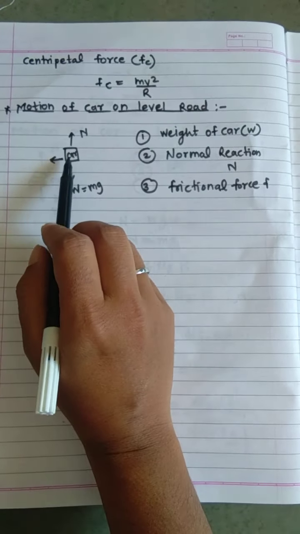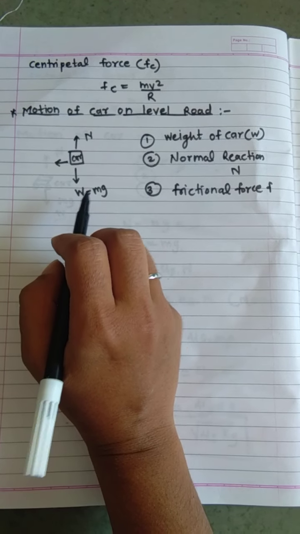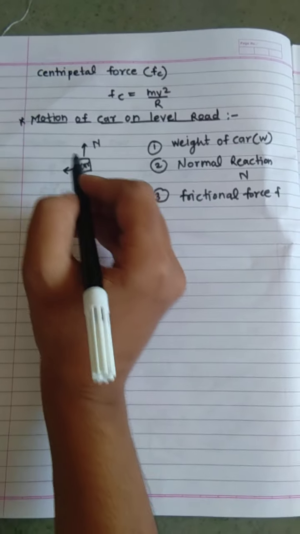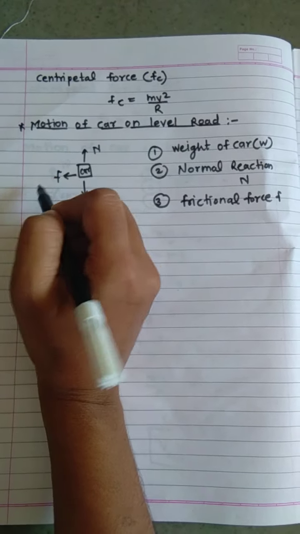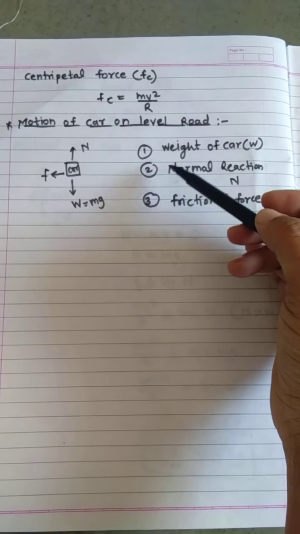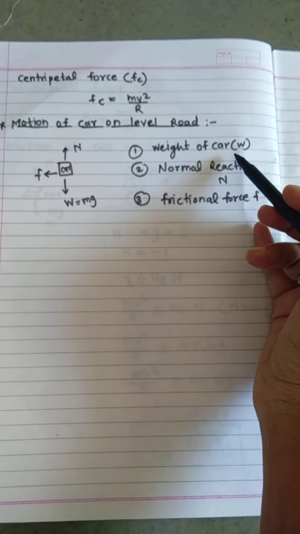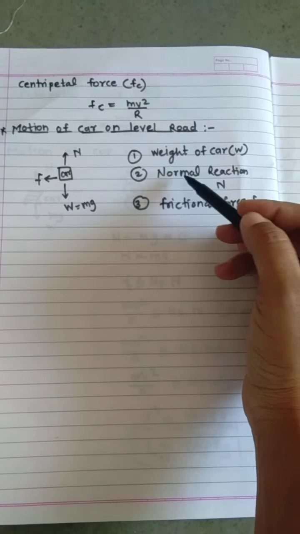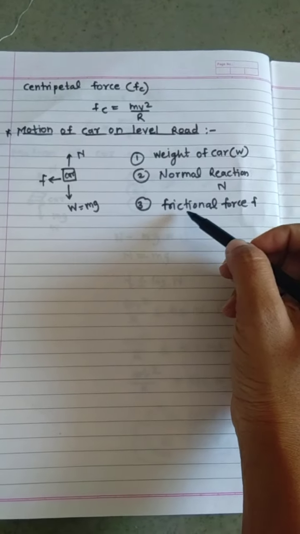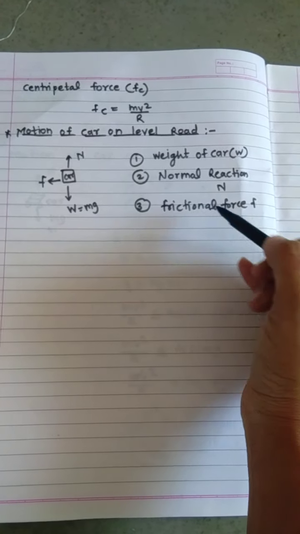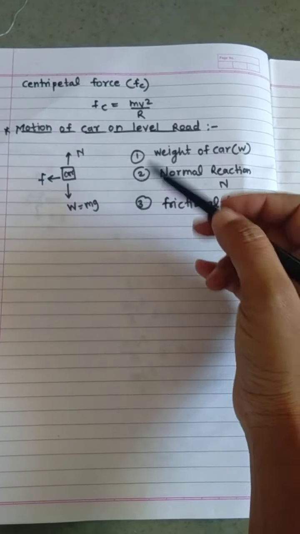Here we have considered, suppose it is a car. The N stands for normal reaction, the W stands for weight, and that weight is nothing but mg we have taken. So the force is directed in this direction. You know that there are three types of forces acting on a car. The first is the weight of the car that we have represented by W, the normal reaction N, and the frictional force F. These three forces are acting on a car.